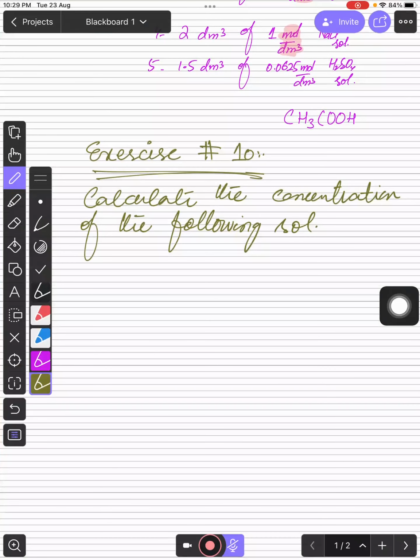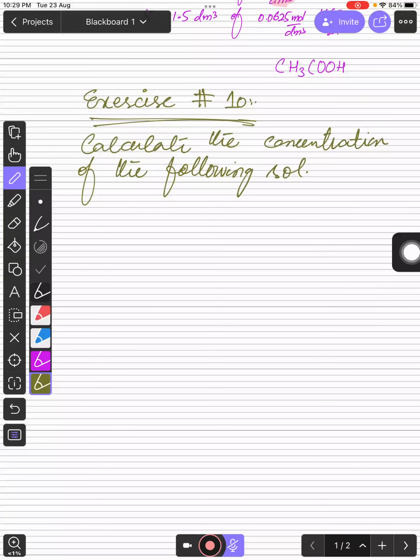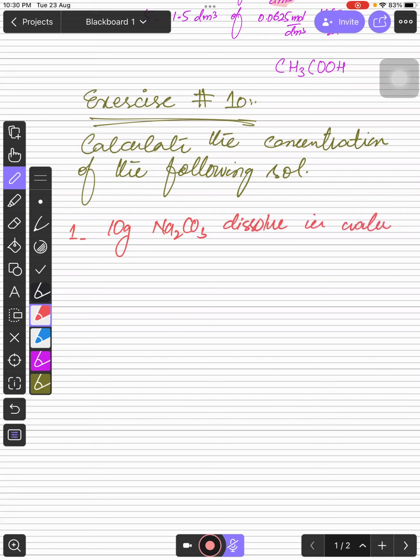Yes, exercise number 10 here. Now in exercise number 10, what you need to do, बच्चों, you need to calculate concentrations now. If I give you masses of different substances dissolved in different solutions, you are going to find out the concentration of such solutions, right? So for example, if you have 10 gram sodium carbonate dissolved in water to make 500 centimeter cube solution. So what will be the concentration of this solution going to be?